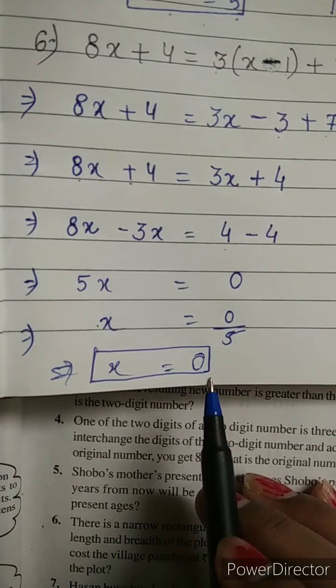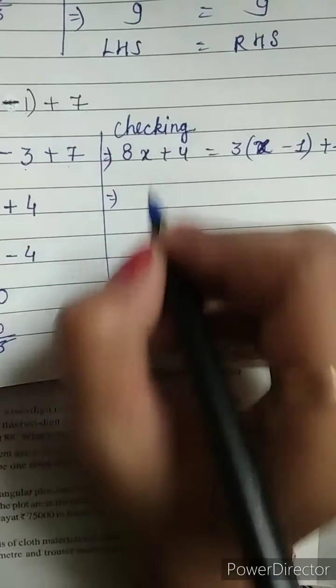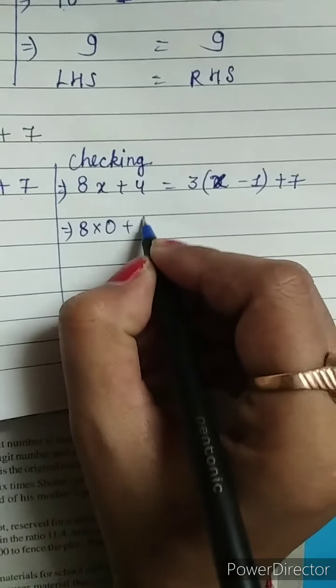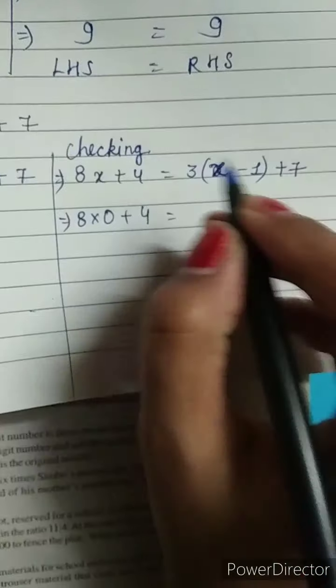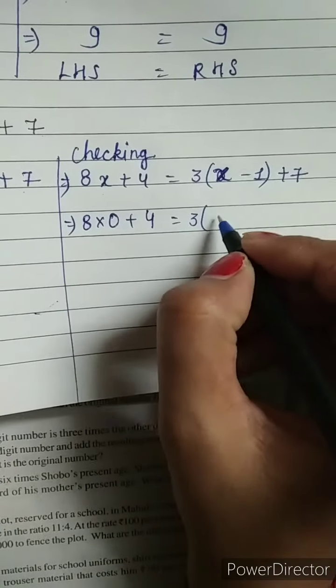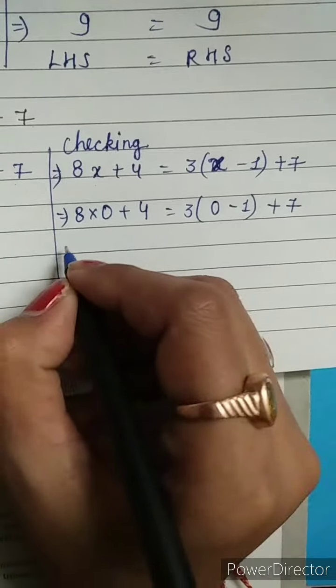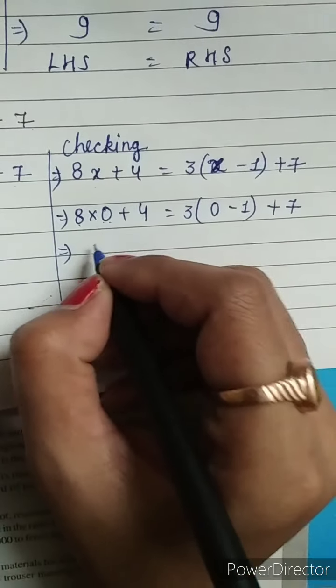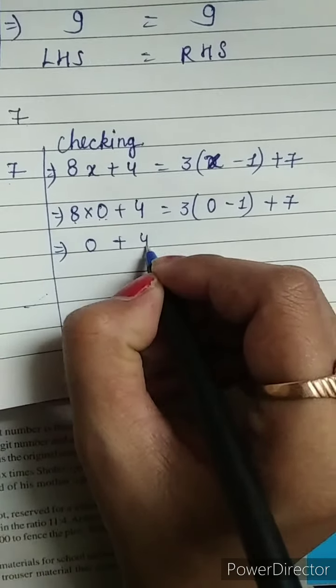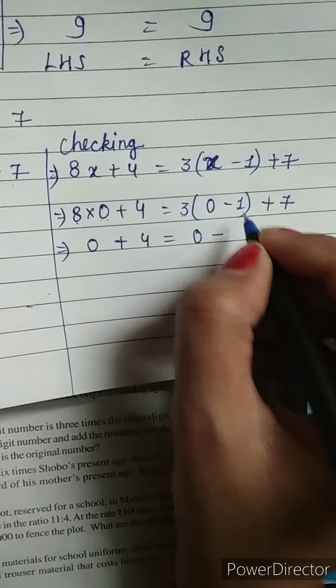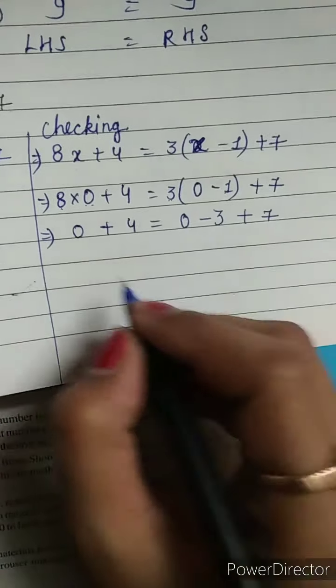Now it's time to check our answer. For checking our answer, firstly we have to write our question. Now in the place of x we will put the x value, that is 0. So 8 into 0 plus 4 as it is, equal to 3 into, in the place of x we have to put 0, minus 1 as it is, plus 7 as it is. 8 into 0 will give us 0, plus 4 as it is, 3 into 0 is 0, minus 3 into 1 is 3, plus 7.